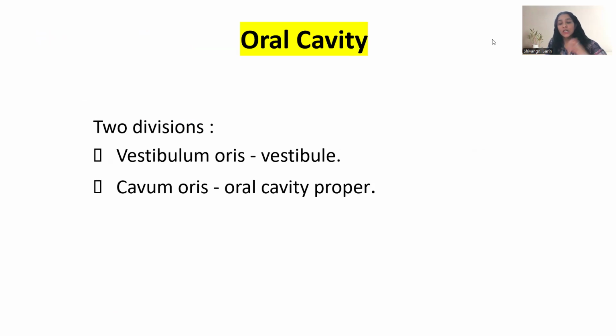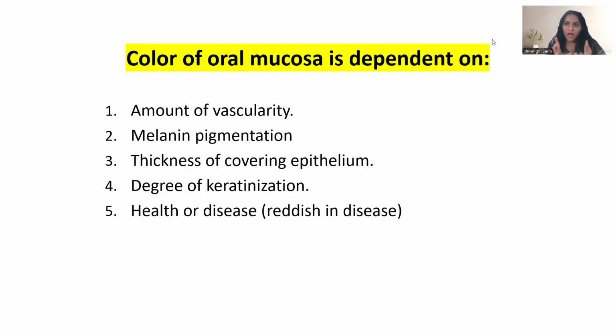All right. Now, the oral cavity itself is divided into two parts. You have the vestibule, which is vestibulum oris, and you have the cavum oris, which is the oral cavity proper.